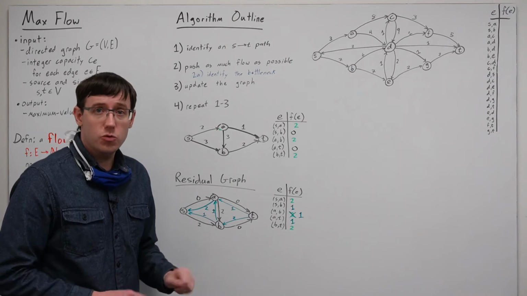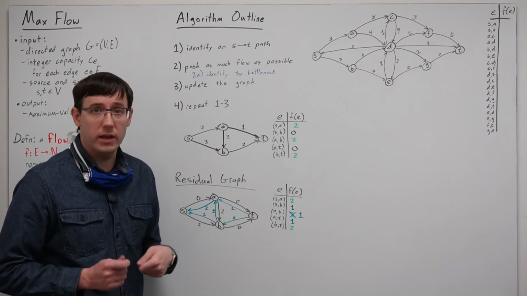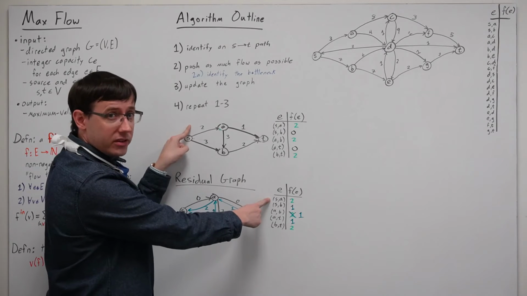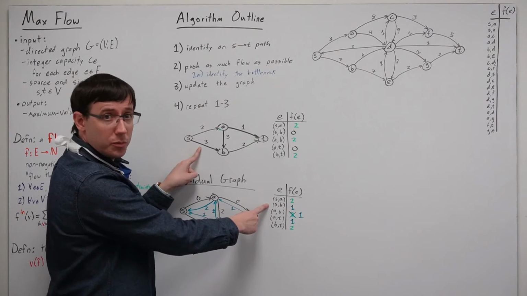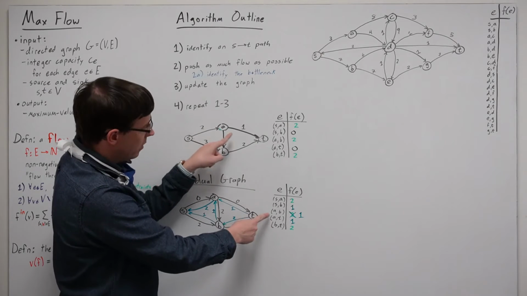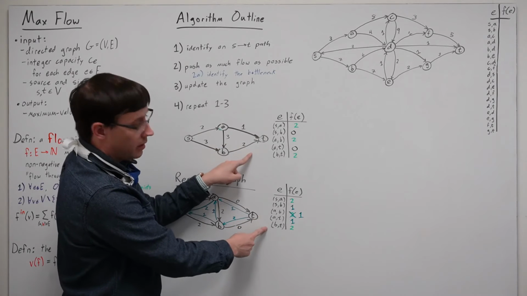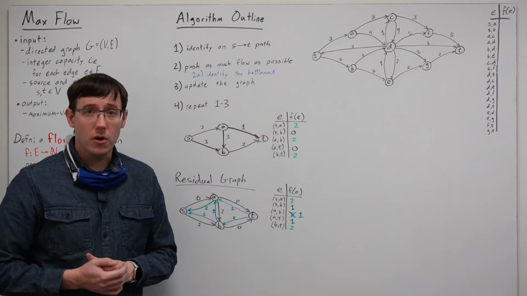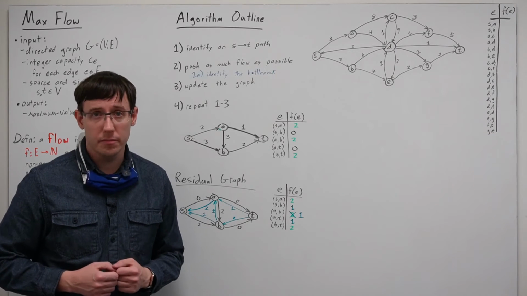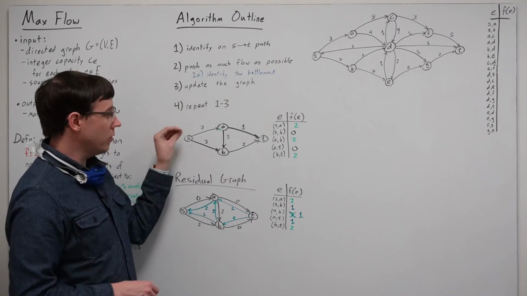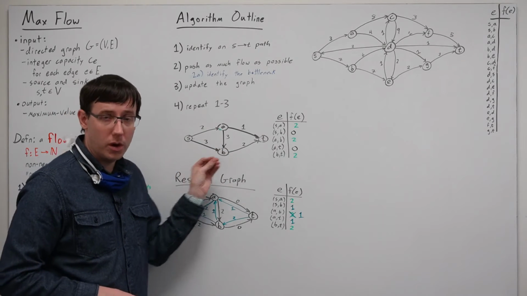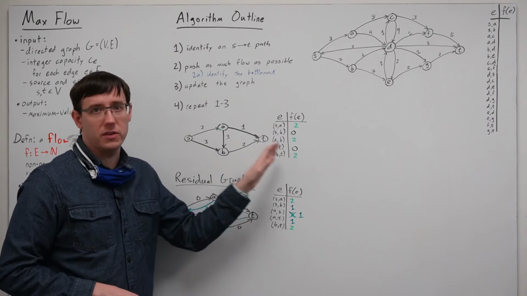For each edge, we should check that its flow is less than or equal to its capacity. SA has capacity 2 and flow 2. For SB, 1 is less than or equal to 3, 1 is less than 3, 1 is equal to 1, and 2 is equal to 2. So all of our capacity constraints are respected, and we should check that the total flow coming into each vertex is equal to the total flow coming out, except at the source and the sink.